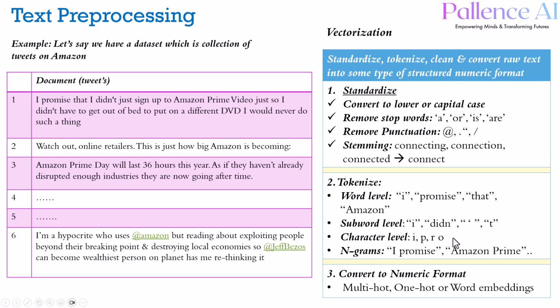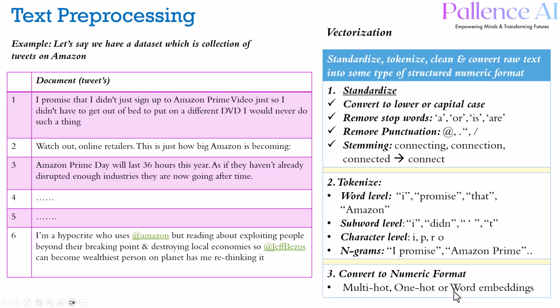Okay. All right. Now, once you standardize and tokenize, then you convert your data to numeric format. So what format? It could be multi-hot, one-hot, or word embeddings. If you're using a bag of words model, then typically we use multi-hot.